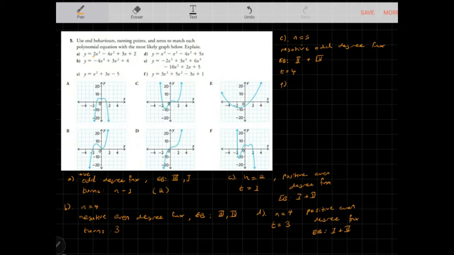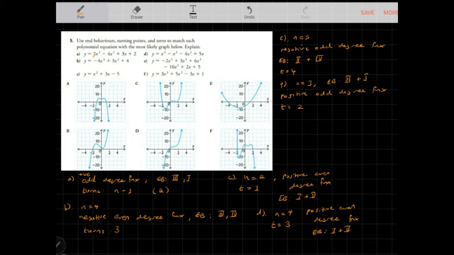And part F here, n is equal to 3. It's a cubic function, right? The end behaviors should be in quadrants 3 and 1, right? And this is basically a positive odd degree function. You should see a max of 2 turns.